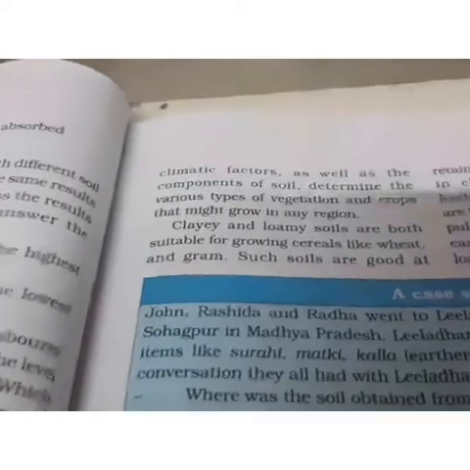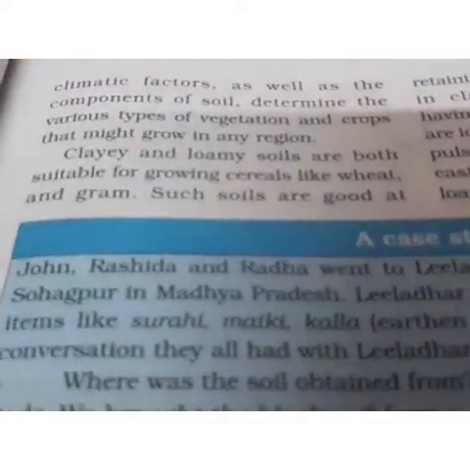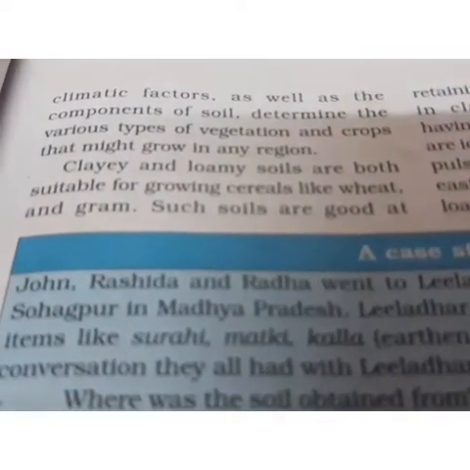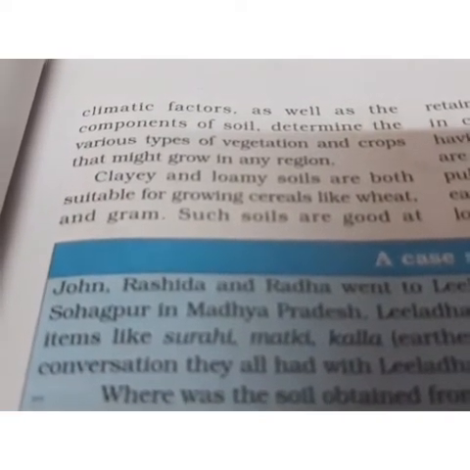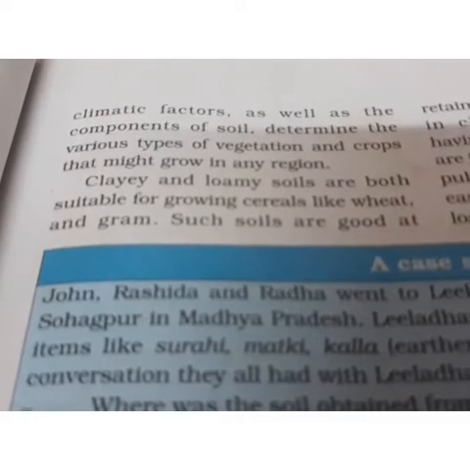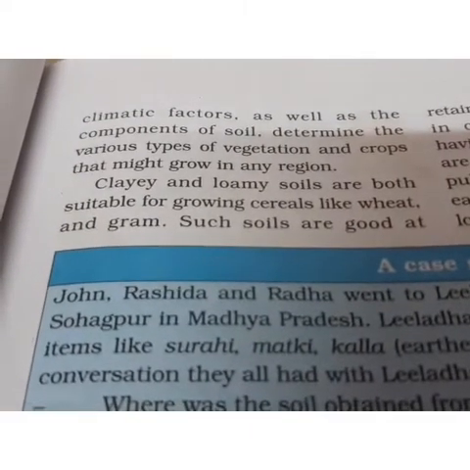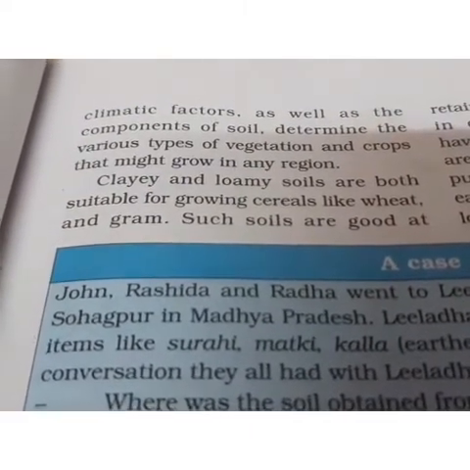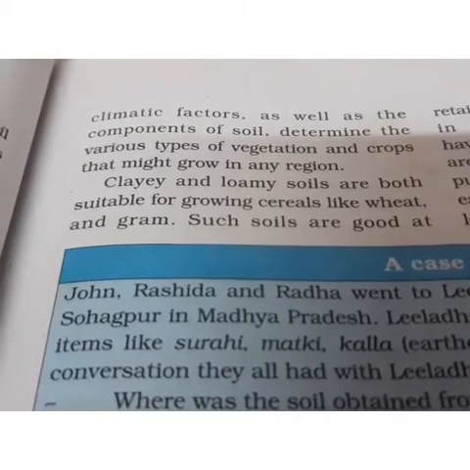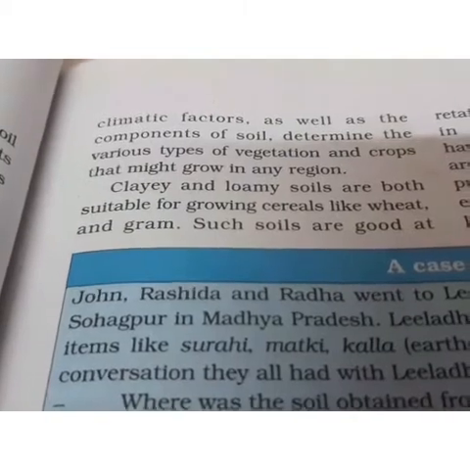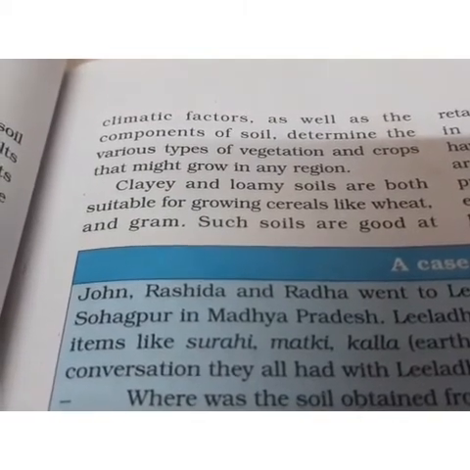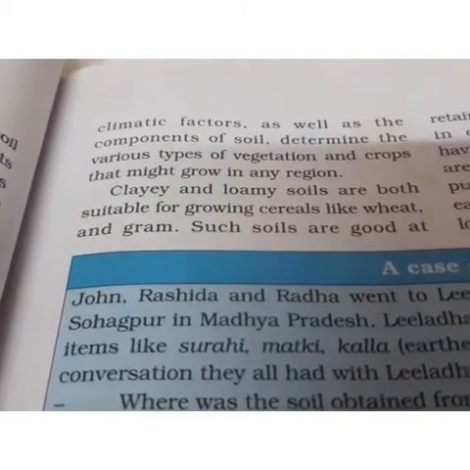The climatic factors as well as the components of the soil determine the various types of vegetation and crops that might grow in any region. और यही climatic conditions, factors, and as well as the components of the soil, means what type of soil is maximum present in that area, determine which type of crop will grow in that area or what type of vegetation or flora or fauna will be there in that region.